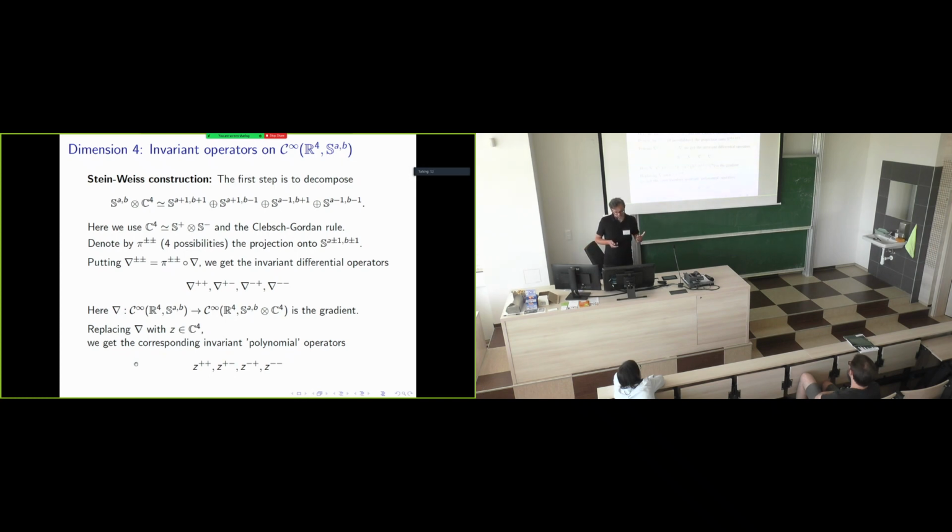And we shall need also invariant polynomial operators, not just differential operators, and we get those by replacing the gradient with the complex variable z of C4. And then we get, by the same construction, 4 invariant polynomial operators, z plus plus, plus minus, minus plus, and minus minus. These are dual in some sense to the differential ones.